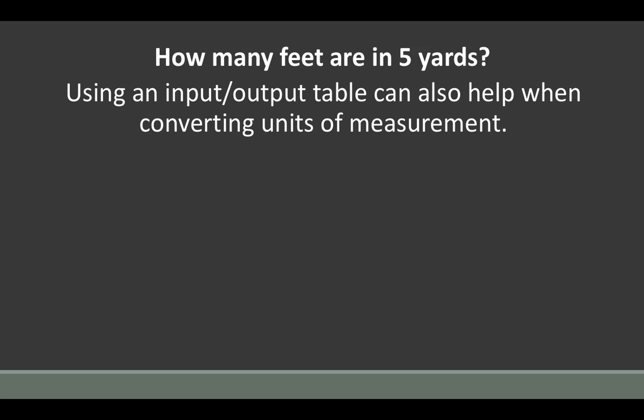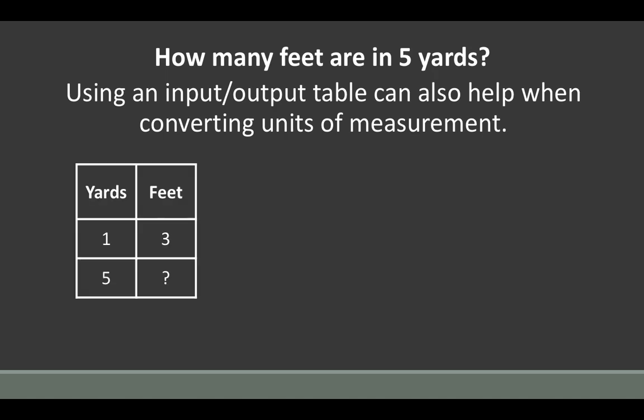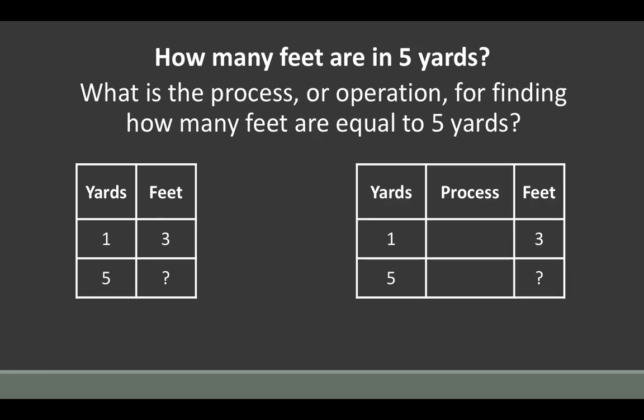Using an input-output table can also help when converting units of measurement. If we know that 1 yard has 3 feet, how many feet are in 5 yards? Input-output tables work with conversions just like regular information. So now we need to figure out the process. What is the process or operation for finding how many feet are equal to 5 yards? Well, in this case, we know that to turn 1 into 3, we can either add 2 or we can multiply by 3.